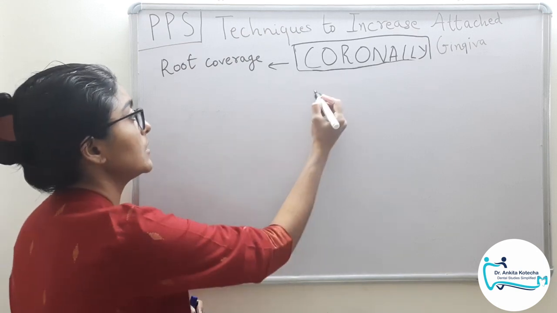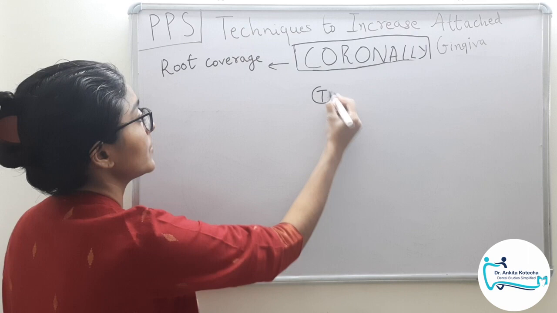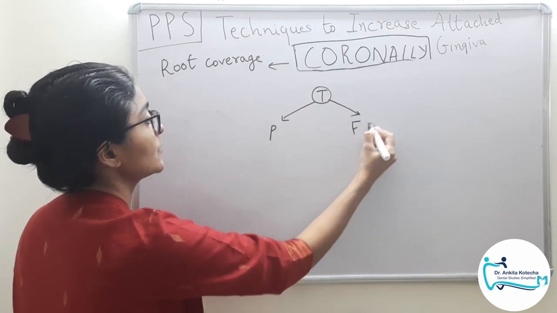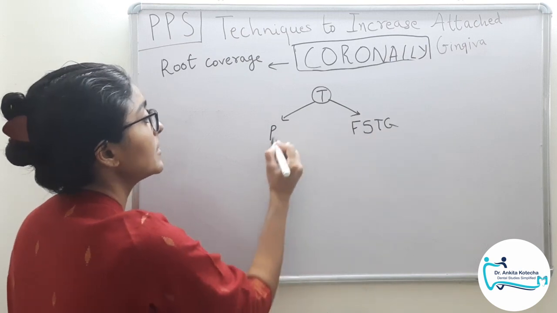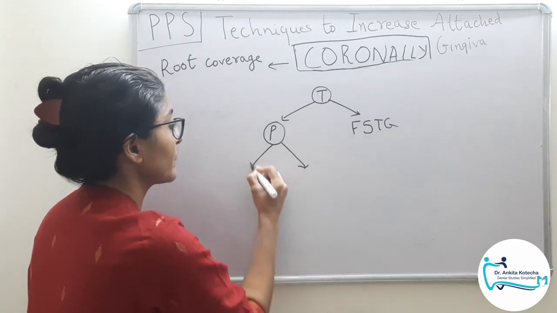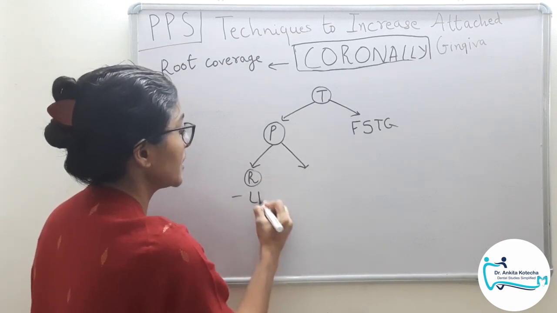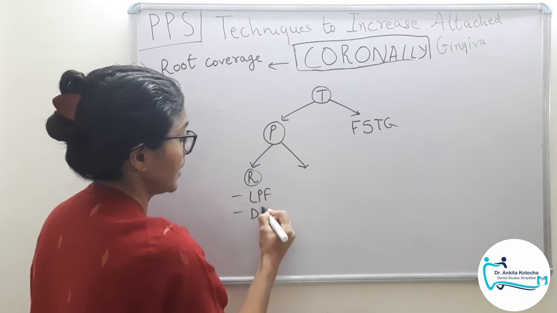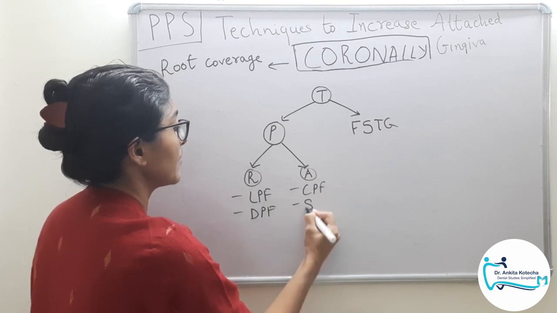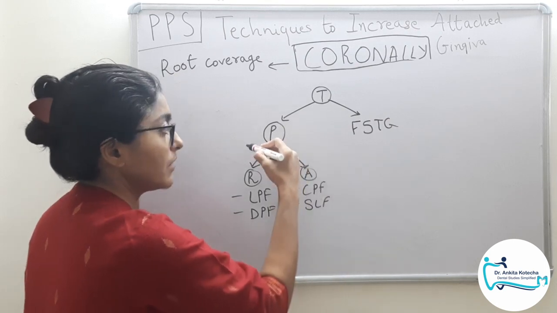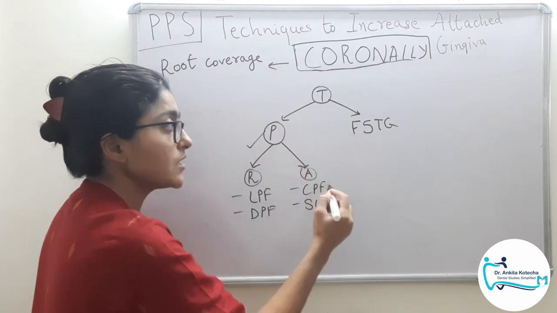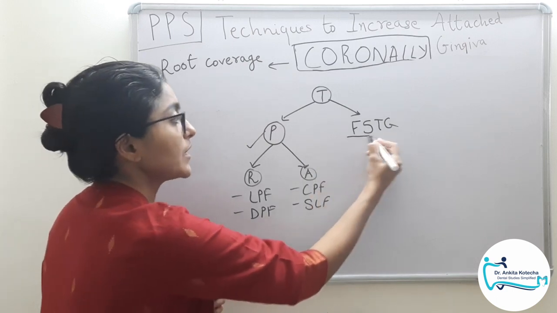So if we recall the root coverage techniques, we have pedicle flaps and free soft tissue grafts, and till now we have discussed all the pedicle flaps, mainly rotational flaps, that is laterally positioned flap and double papilla flap, and under advanced, coronally positioned flap and semilunar flap. So we have covered pedicle flaps in my previous videos till now. From today's video onward we will discuss free soft tissue grafts.